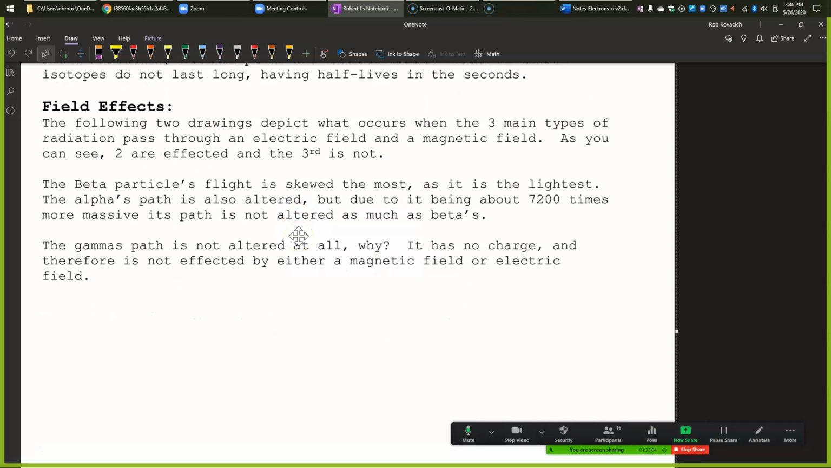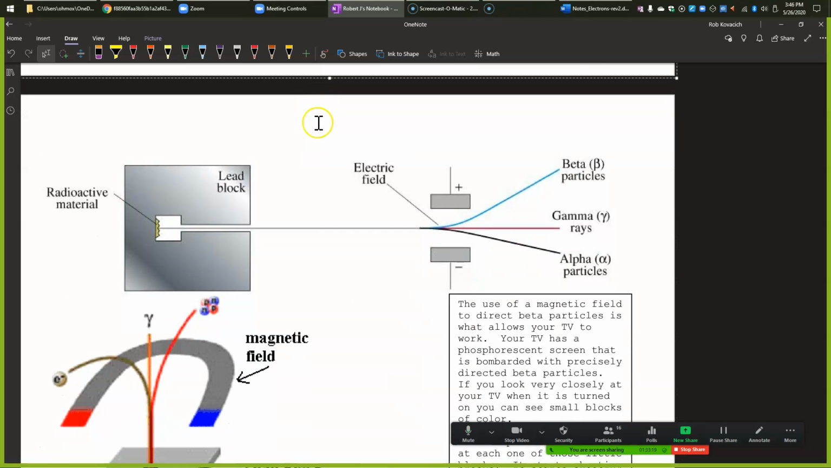Okay, so I want to talk about field effects. The two field effects that we can introduce, we've talked about these before. They're a magnetic field and an electric field. This is the reason that the neutron wasn't discovered for a long time, because it is unaffected by field effects. So if I take some radioactive material like pitchblende, which is a rock that has uranium in it, sitting in this lead block, the reason I'm doing that is because the radiation can't get through the lead block. So it's just going down this little portal here.